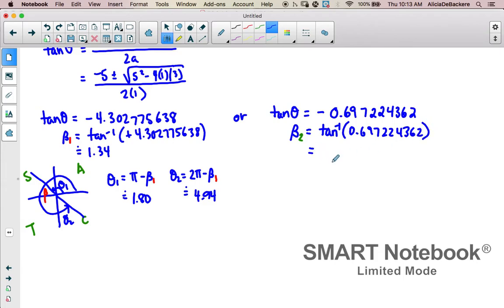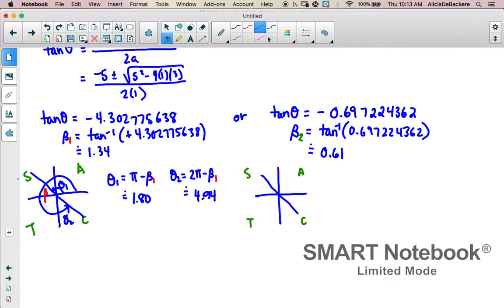And when I type that into my calculator, I get about 0.61. And then again, I can draw my picture. Again, the tan ratio from the beginning was negative, so I know that it's either in the S quadrant or the C quadrant.